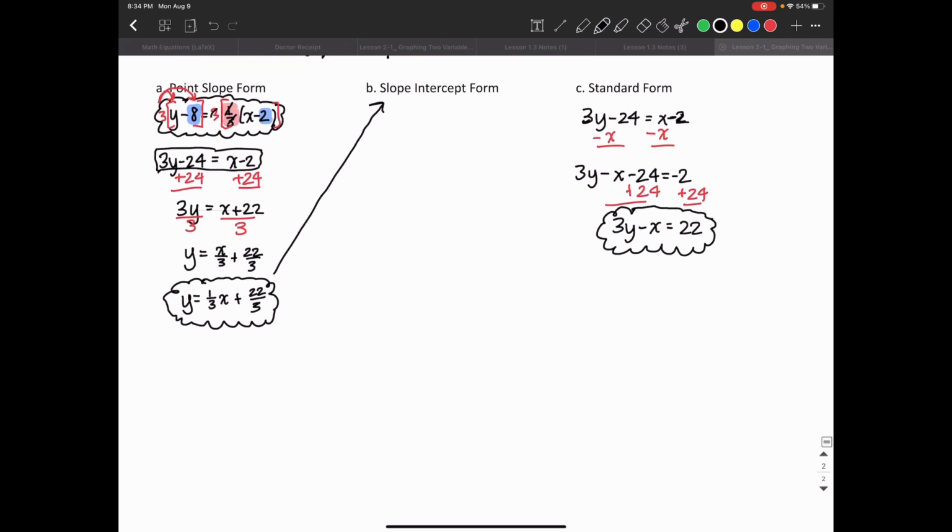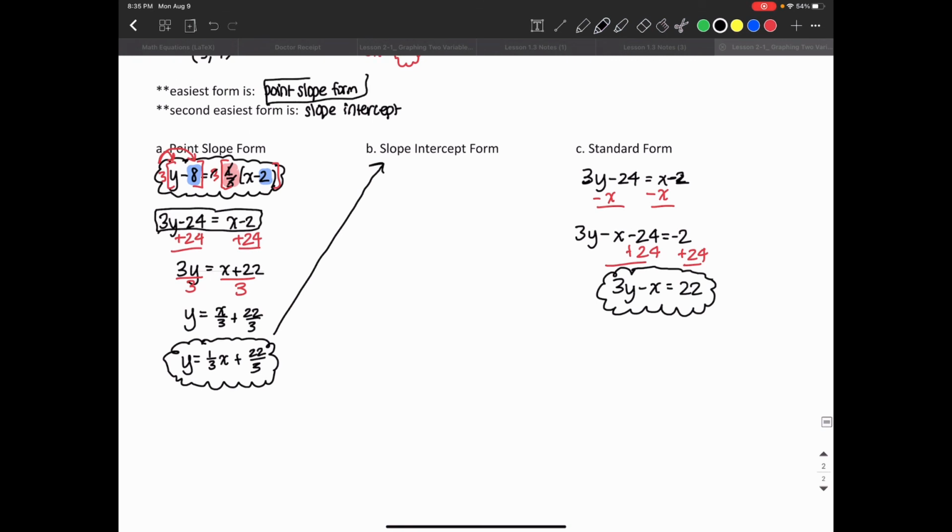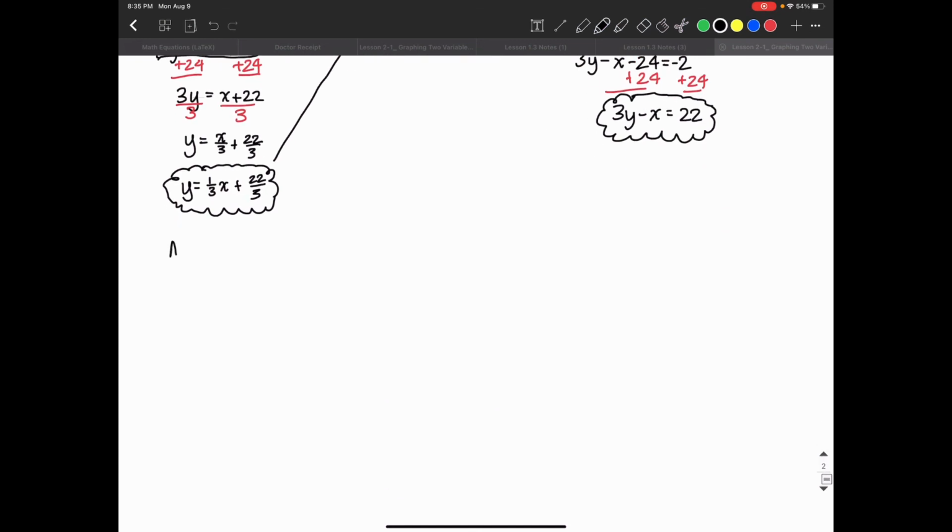The other way, I said the easiest form to start off with was point-slope form. You don't need point-slope form to find slope-intercept form. I'll show you another way to have done that. Another way to find slope-intercept form from the beginning: I know that slope-intercept form is y equals mx plus b. I found m was 1/3. So I have y is equal to 1/3 times x plus b.